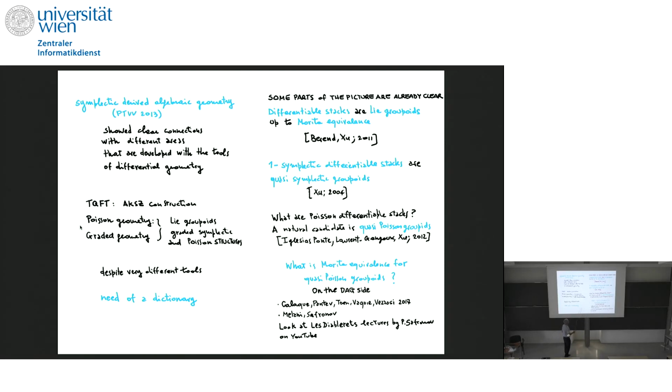Of course, in the derived setting, a lot of things have been done. In particular, this paper by Calaque, Pantev, Toën, Vaquié, Vezzosi, which introduced shifted Poisson structures in derived algebraic geometry, and then there have been developments. I'm not going to discuss the relation, mainly because I'm not able to do it. Anyway, I suggest looking at this very nice lecture given by Pavel Safronov in Le Diablerets, which you can find on YouTube, where he tried to put together these two worlds, but I'm not going to discuss it.